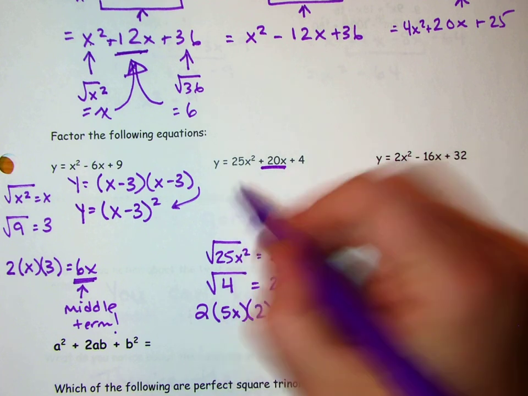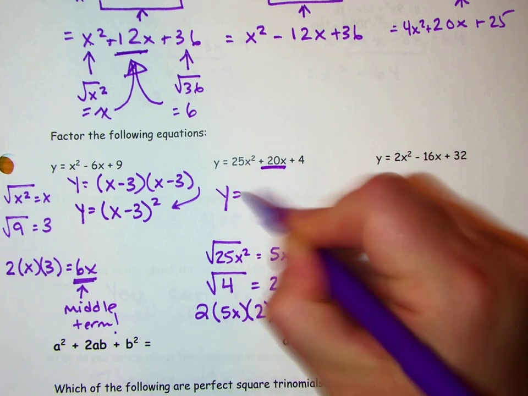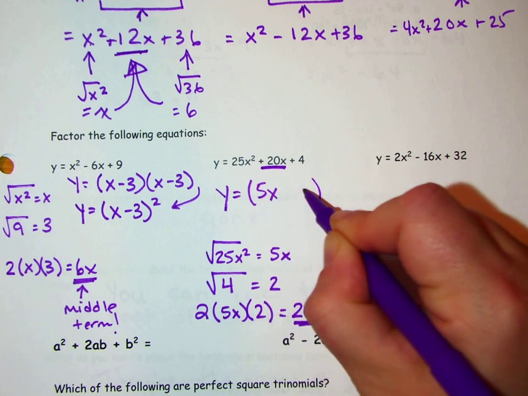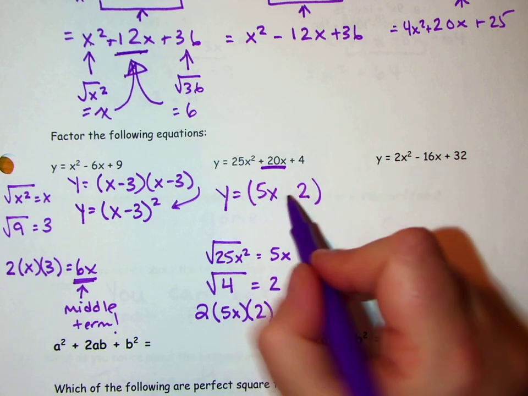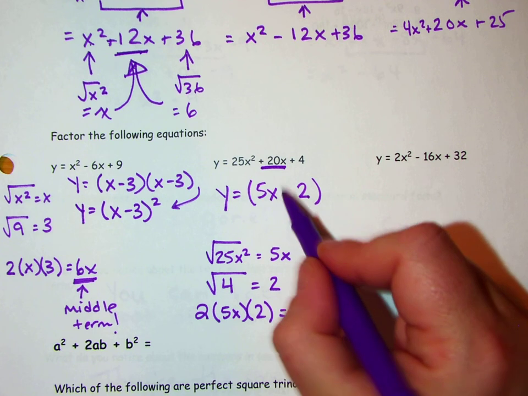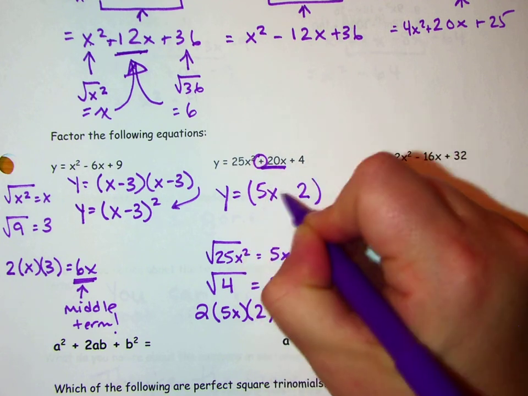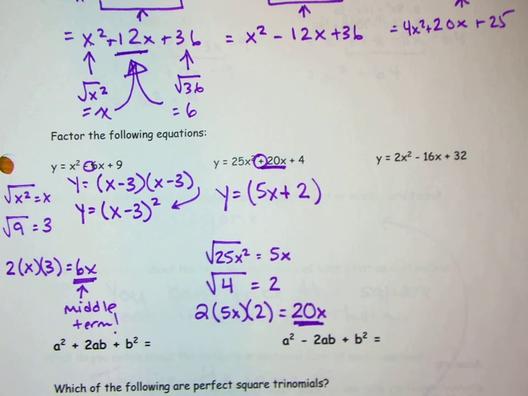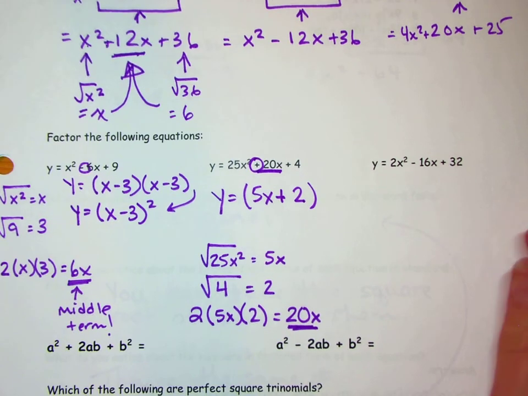Or I can recognize it's a perfect square trinomial, and I can write it out in factored form by just saying, well, 5x and 2. And I have to figure out, is that a plus 2 or a minus 2? For that, I'm going to look right here. Okay, this one was minus, this one's plus. Okay, last example.